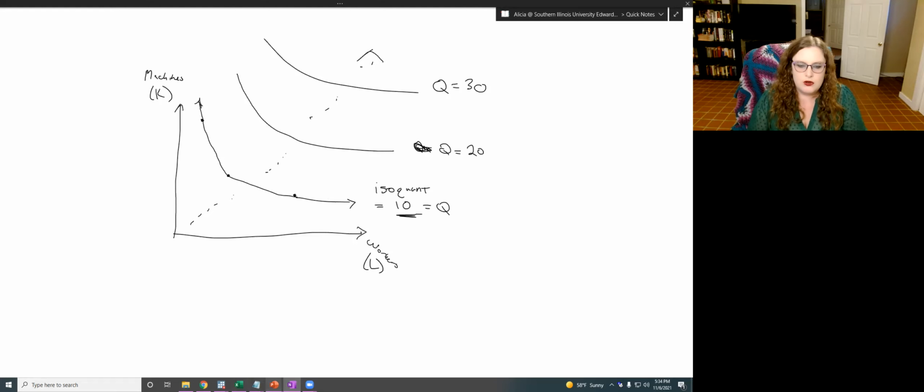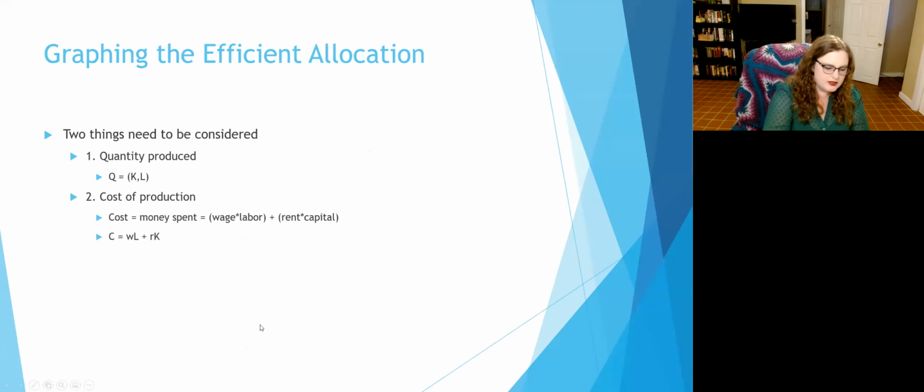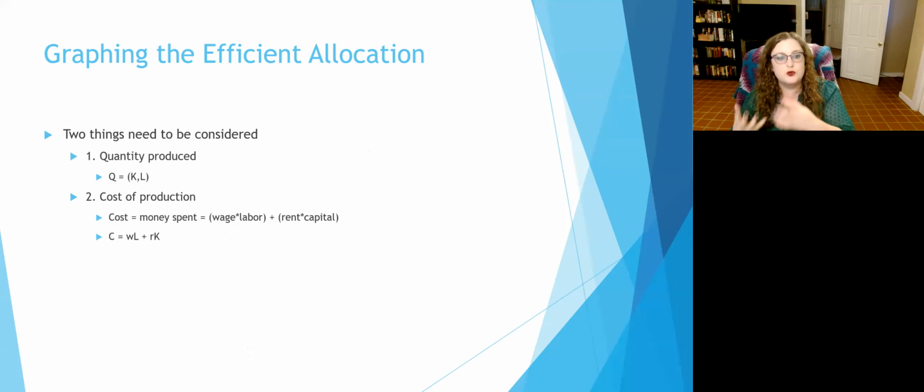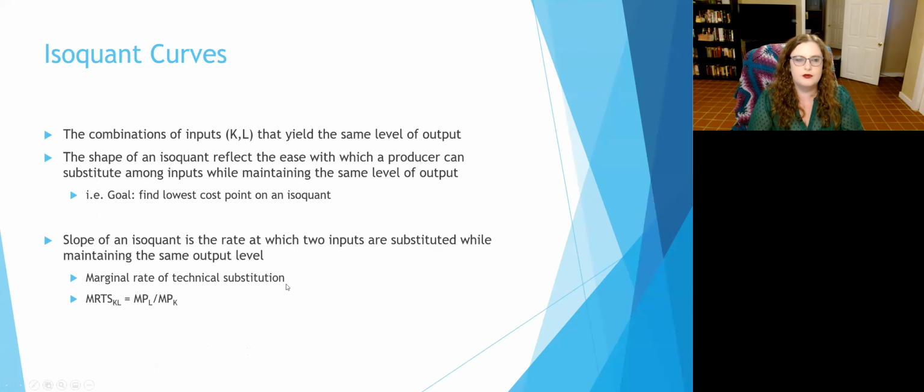All right, so we need to think about this efficient allocation by also including the cost of the production. So the cost of production is going to be equal to the money that's spent on it, right? Cost is a combination of the amount of laborers times the wage that you pay them plus the amount of capital that you have times the rental rate of that capital. So we'll show you that in a minute.